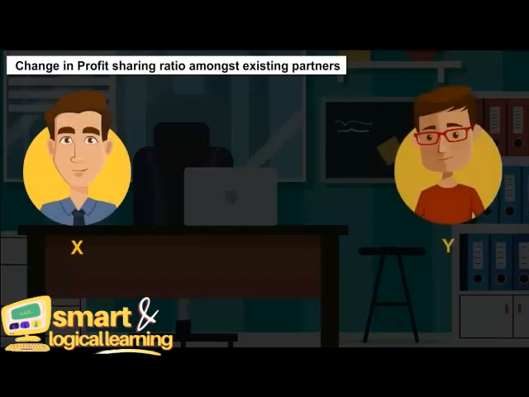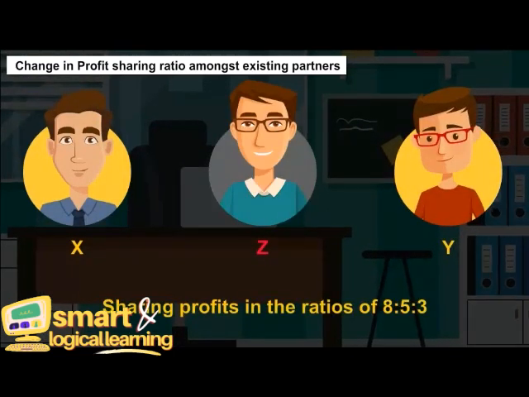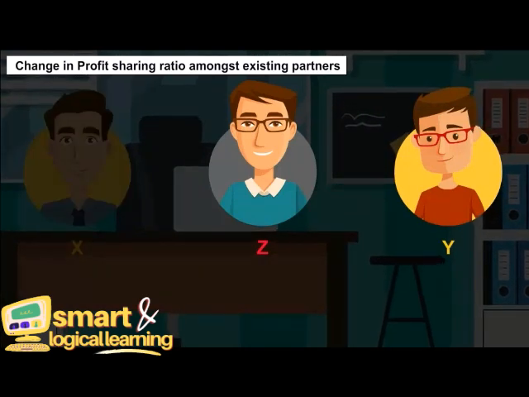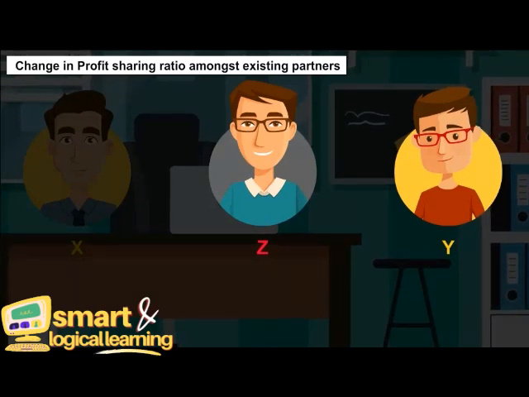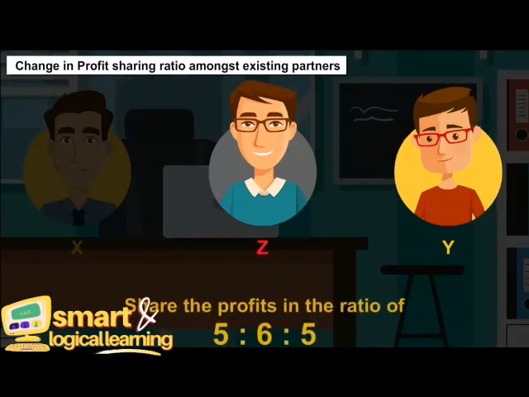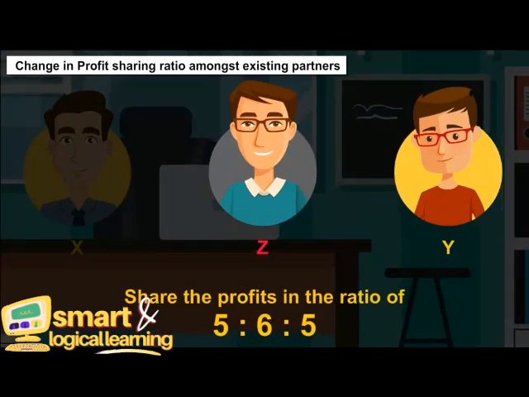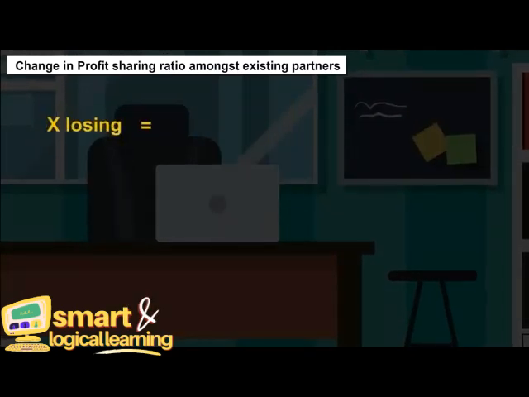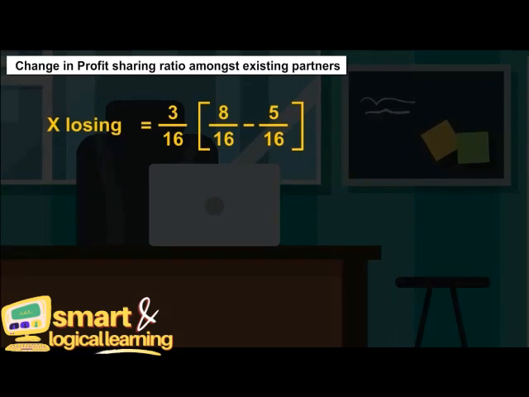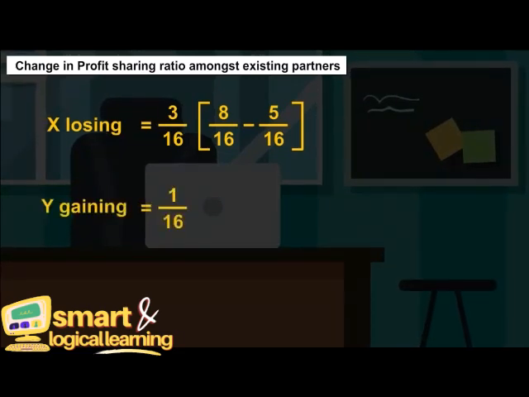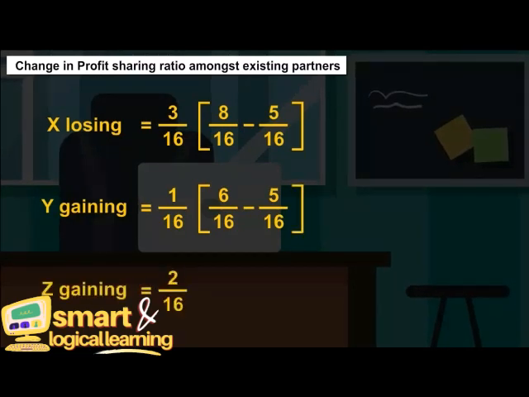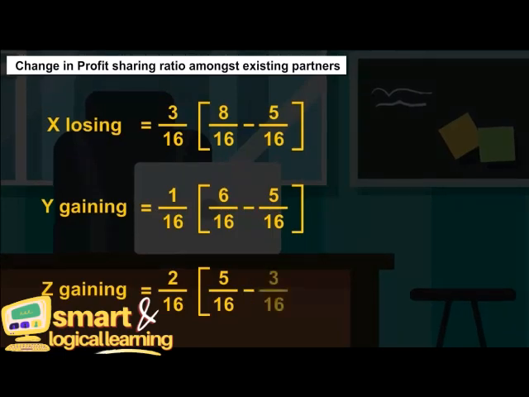For example, X, Y, and Z were partners in a firm sharing profits in the ratio of 8:5:3. It is felt that X will no more be able to actively participate in the affairs of the firm. Hence, with effect from April 1, 2007, they decided that in future they will share the profits in the ratio of 5:6:5. This results in X losing 3/16 (8/16 minus 5/16) share in profits, while Y and Z gain 1/16 (6/16 minus 5/16) and 2/16 (5/16 minus 3/16) respectively.